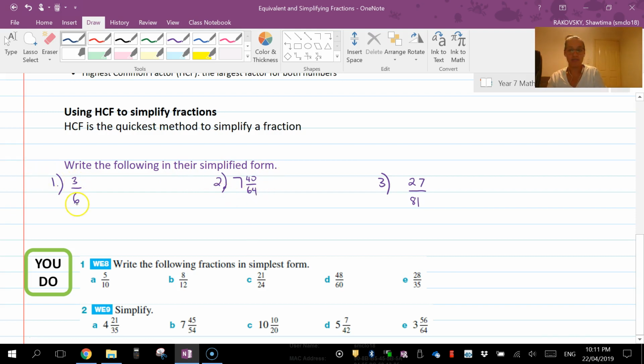So in here, the factors of 3, because it's a prime number, are 1 and 3. So we're going to see if that can be divided by 3, and it certainly can. So what I do to the top, I must do to the bottom, and the fraction is going to be 3 divided by 3 is 1, 6 divided by 3 is 2.